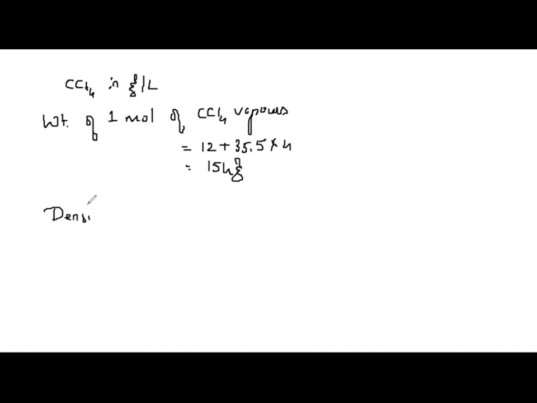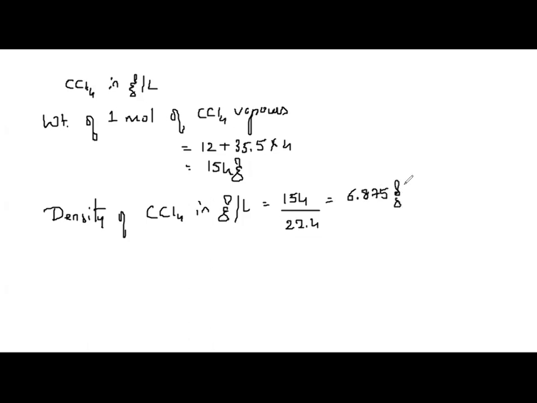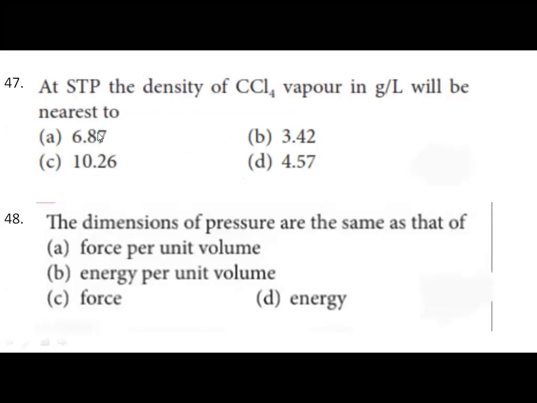So they have asked the density of CCl4 in grams per liter. This is in grams, nothing to worry. So what is the formula for density? Mass by volume. So 154 divided by 22.4 per liter comes out to 6.875 grams per liter. Yes, this is the density. So the correct option is 6.87, option A. Okay, moving to the next question.